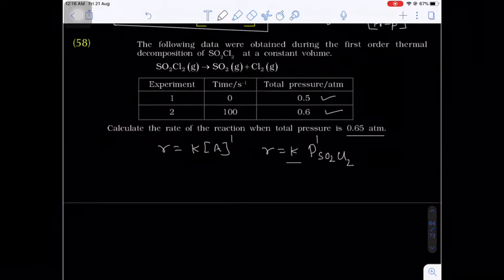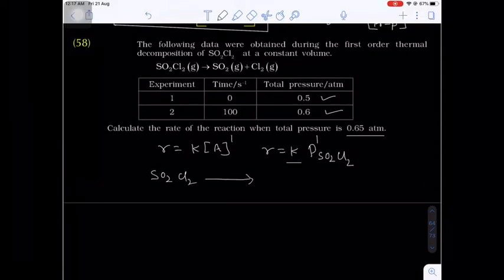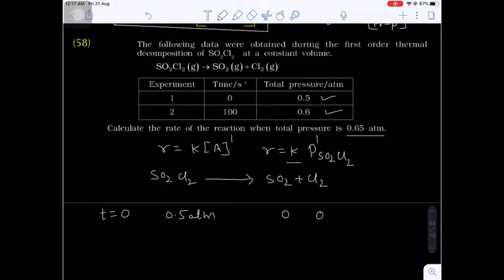Once we know the rate constant value, then we can find the rate of the reaction. Now how to find the rate constant value here? First of all, what is the given question? SO2Cl2 thermal decomposition to give SO2 and Cl2. Initially at T0, the total pressure is 0.5 atm. Total pressure is nothing but the pressure of the reactant only, because initially there will be no products. So the partial pressure of the products, SO2 and Cl2, is 0 atm.